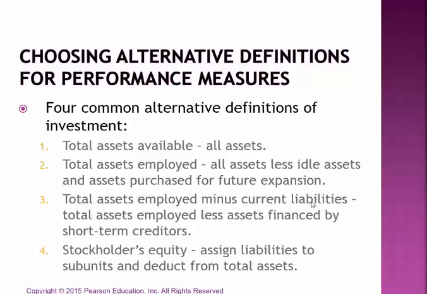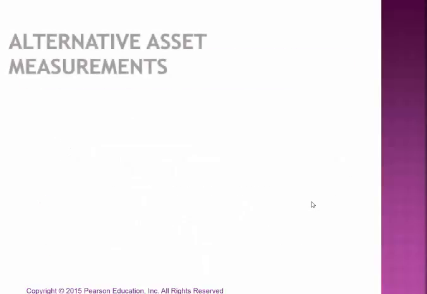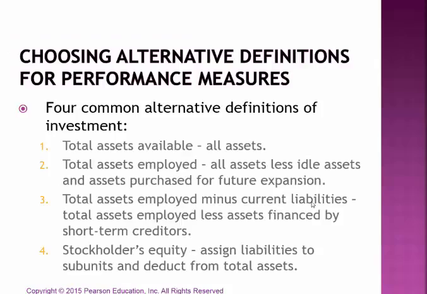Stockholders' equity, we could assign the liabilities to subunits and deduct from total assets. Again, we could do multiple ways of assigning this value or what numbers to go and look for. One quick thing about this one at the bottom. In regards to stockholders' equity, we're talking about where liabilities are assigned to their subunit, and then we would deduct from the total assets of each subunit.